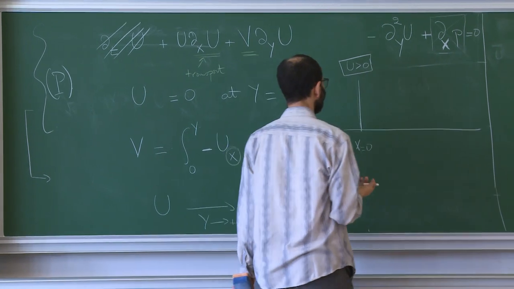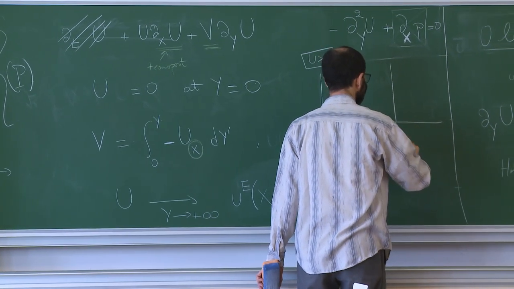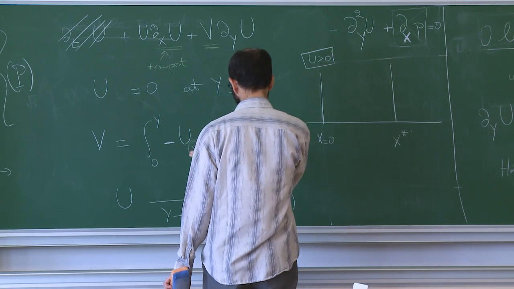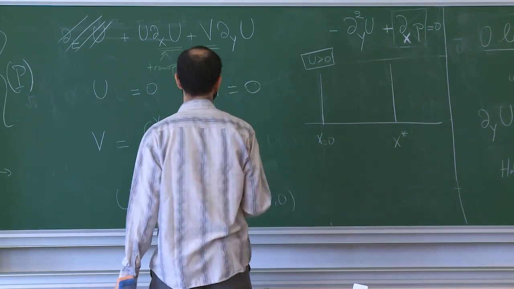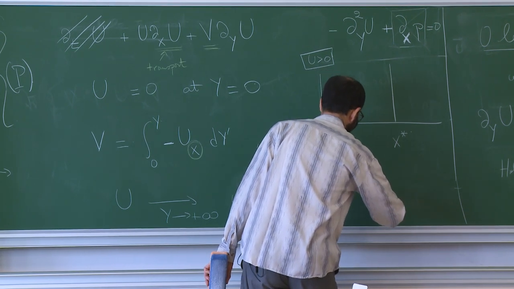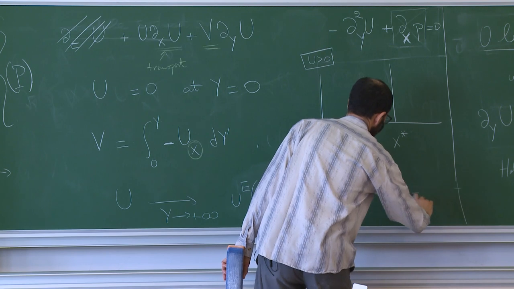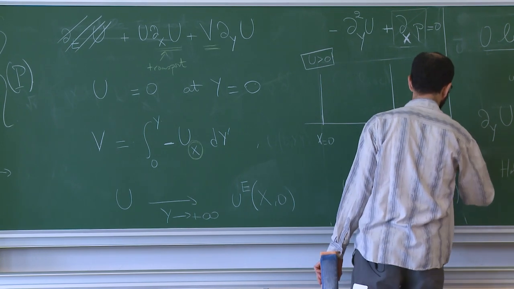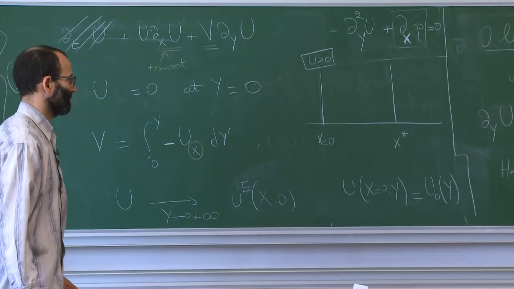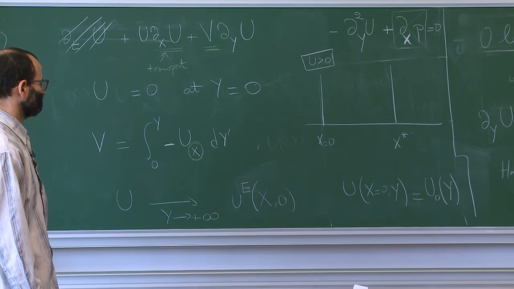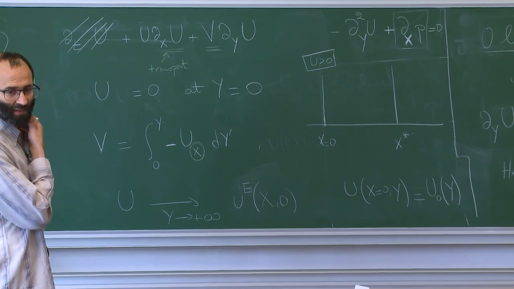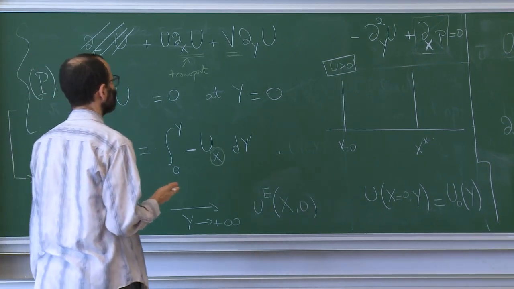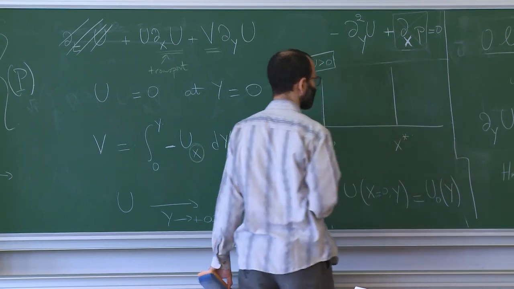And the question you want to solve is to solve this till a position x star. Right? So you start with, your initial data is to say u at x equals 0, y is some initial profile u0 of y. Okay? So this is a very, very precise question. You can try to solve this.